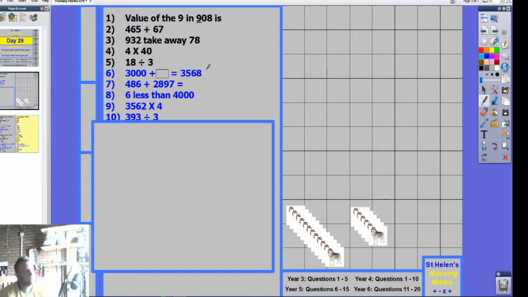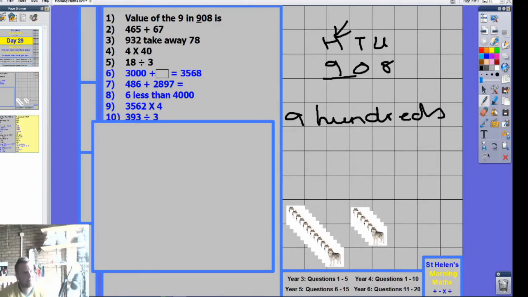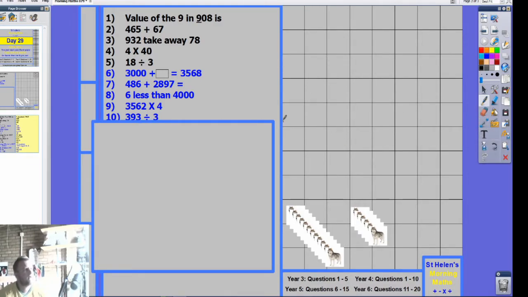Year 3 and 4 questions. Year 5 and 6, you can do the questions as well. You can go through them with me as well. So you've got units, tens, hundreds, because you've got to find out what the value of that 9 is. Stick in, underline the number that you need to find out. Look over there. So it's going to be 9 hundreds.